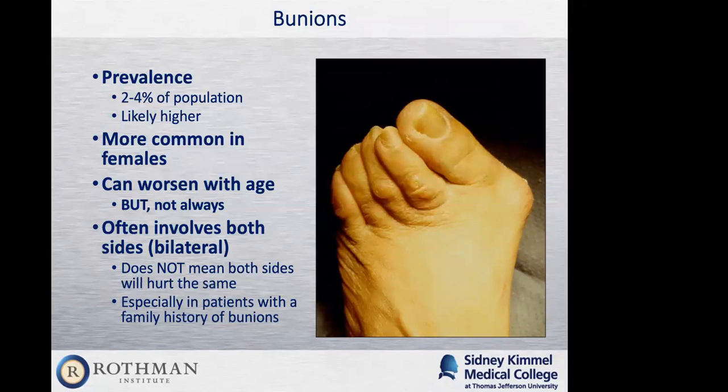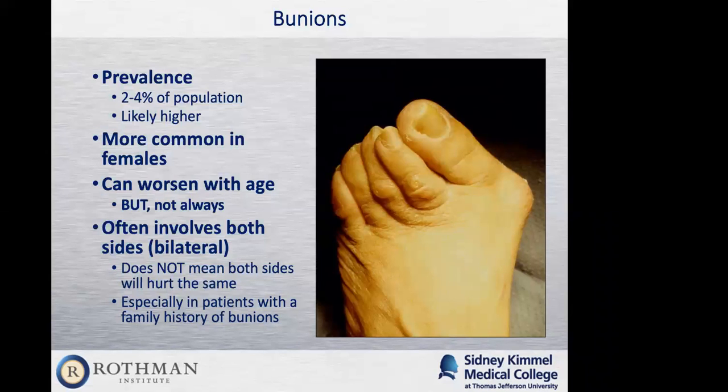Oftentimes, it does involve both sides, which we call a bilateral deformity, but it does not mean that both sides are equally affected in terms of the degree of the deformity. It also means that both sides are not equally affected in terms of the symptoms. I would say the majority of patients that I see who have a painful bunion may have a bunion on the other side, but it's generally not as severe in terms of the deformity, and it generally does not bother them. We see that patients who have bunions on both sides typically do have a strong family history of bunion deformities.